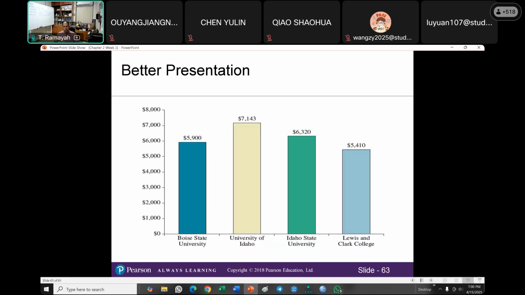You can use the bar chart. Okay? In the bar chart, you can see that Idaho spends more tax dollars compared to Lewis and Clark. So to do a pie chart, it must be proportion. You take each group divided by the total, then only can we do a pie chart. If not, you can do a bar chart. Okay.